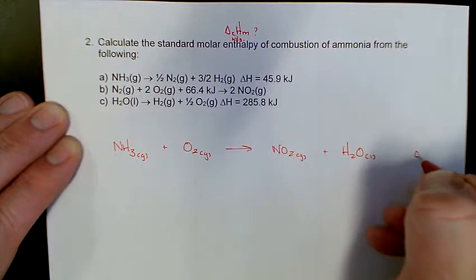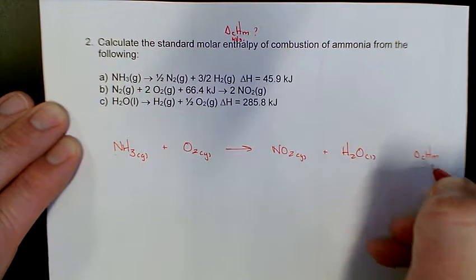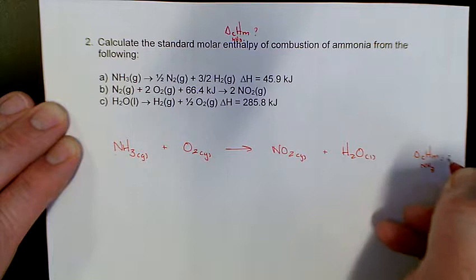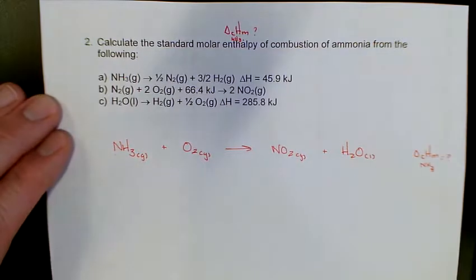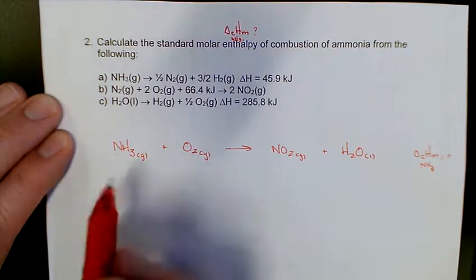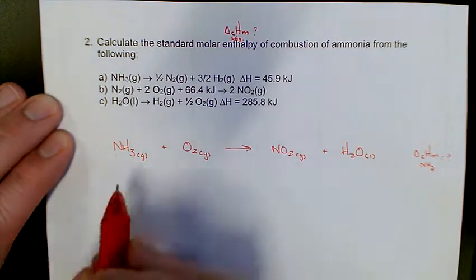Okay, we'll talk about other reasons why. And we are looking for the delta CHM of ammonia, which we don't have directly. We don't have a combustion table to research, so we have no choice. We'll have to try and use Hess's law to do this. Let's make sure we're balanced before we proceed.